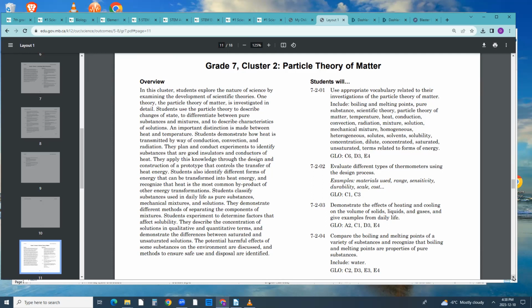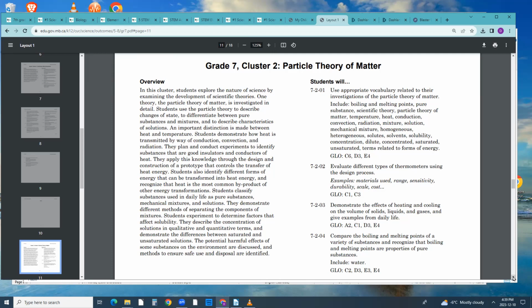Students classify substances used in daily life as pure substances, mechanical mixtures, and solutions. They demonstrate different methods of separating the components of mixtures. Students experiment to determine factors that affect solubility. They describe the concentration of solutions in qualitative and quantitative terms, and demonstrate the differences between saturated and unsaturated solutions.